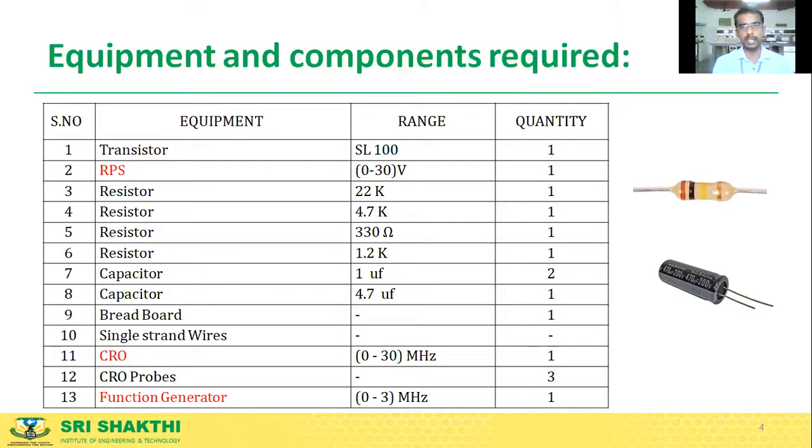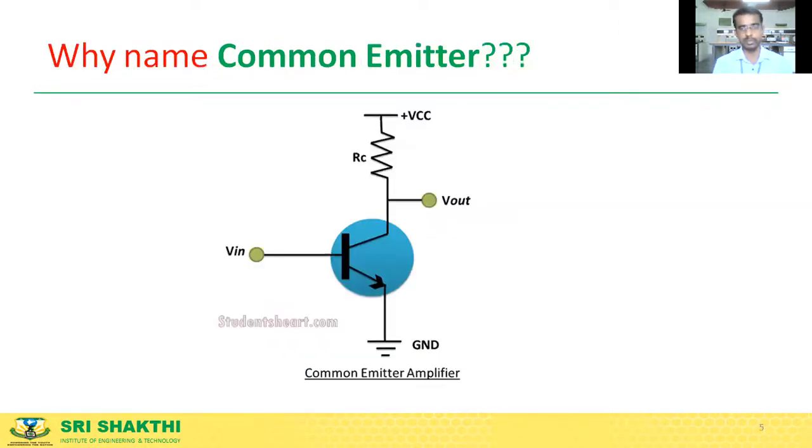So why the name common emitter? That's necessary to see. As I said, in common emitter and common collector, there is one major difference. The emitter will be grounded, or through a resistor it will be grounded. Where you take the output is going to decide whether it is common emitter or common collector. For example, it's easy to understand. Here the input is given to the base terminal, right? The output is taken across the collector terminal.